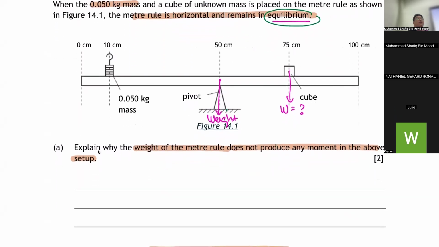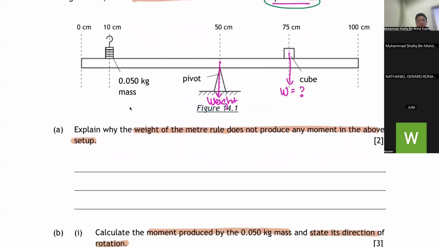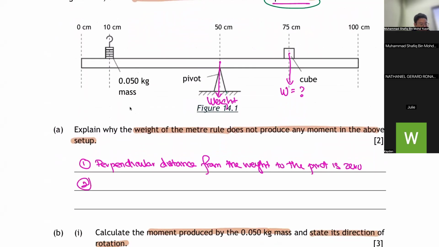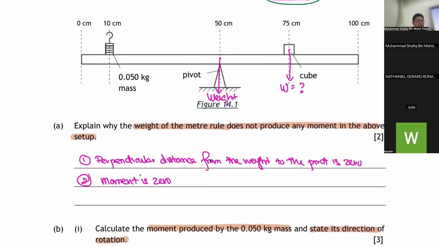Anyway, for part A, we already addressed the answer to why we don't care about the weight, which Anaya told me just now. Number one is because the perpendicular distance from the weight to the pivot is exactly 0. That's the first point you want to say. Then the second line, you tell me, hence it does not produce a moment, or the moment is 0 in this case. It doesn't matter, 0 is 0, in terms of unit also the same. All right, so that's it for A in this case.